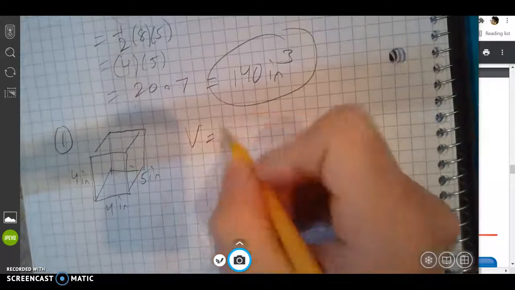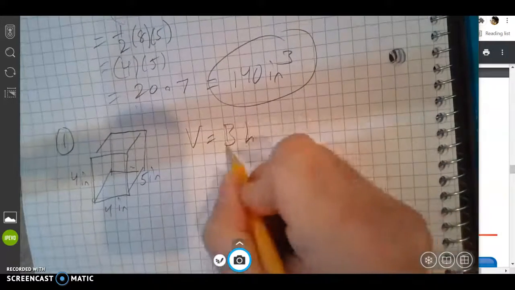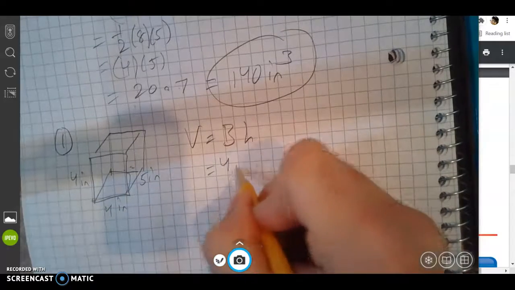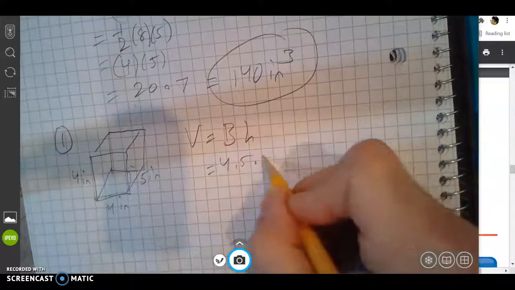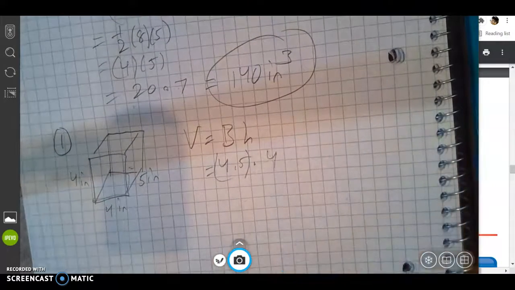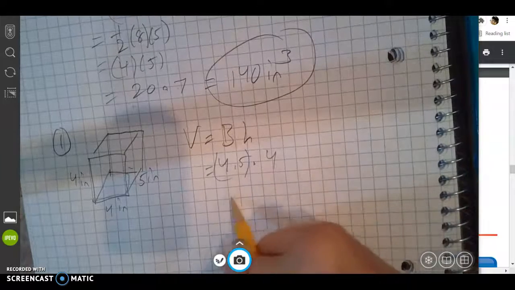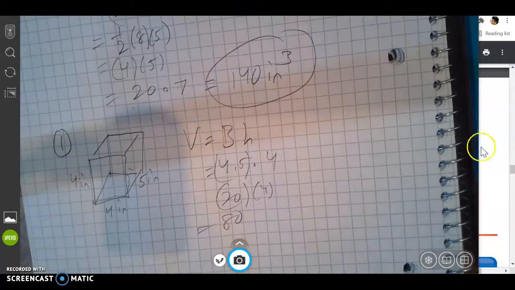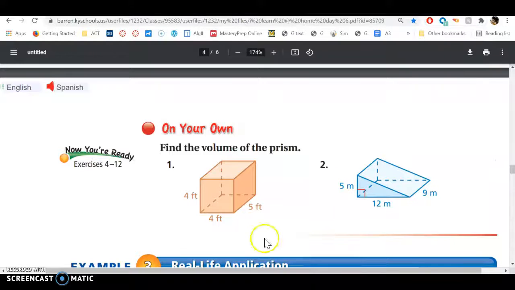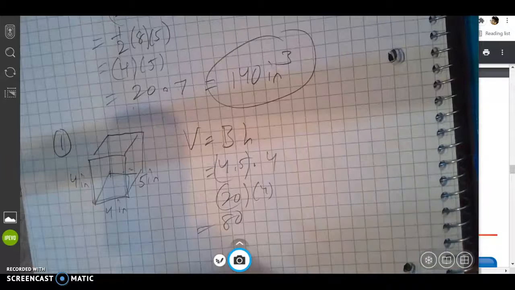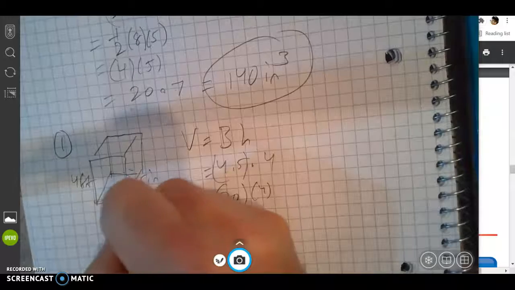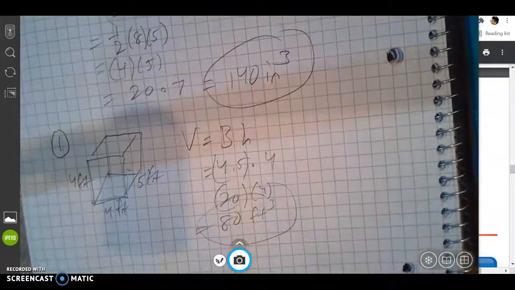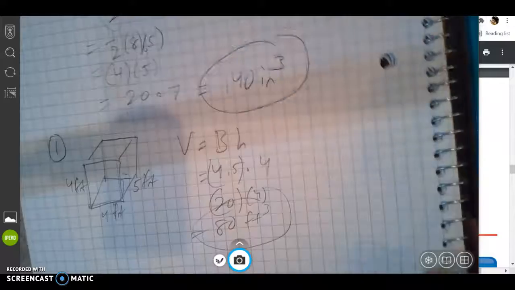So the volume is area of the base times the height. Capital B means area of the base. So that would be 4 times 5 times the height, which is 4. So that's 20 times 4, which is 80. Sorry, it's feet, my bad. So it should be feet cubed. 80 feet cubed. Got it. Cool. All right, one more.